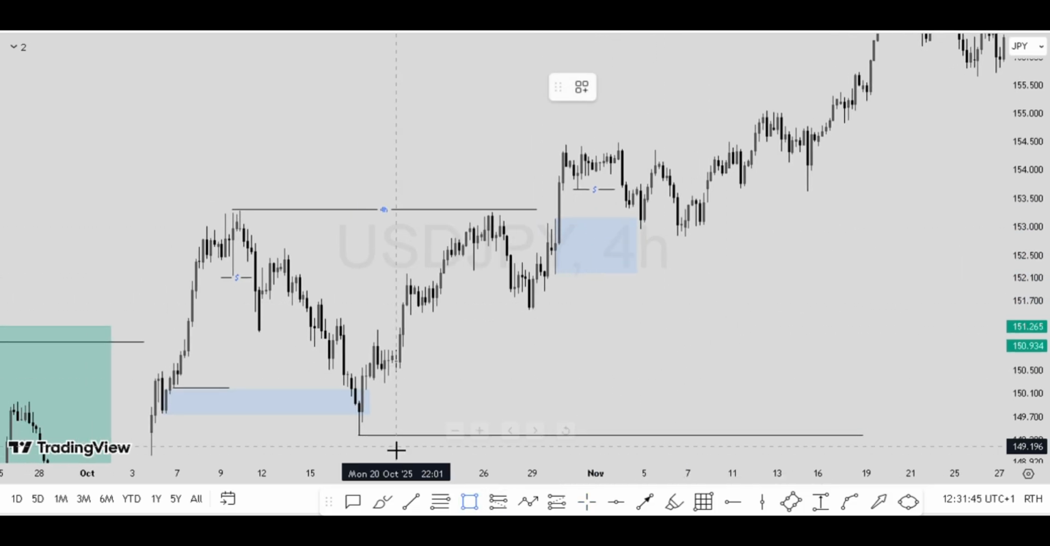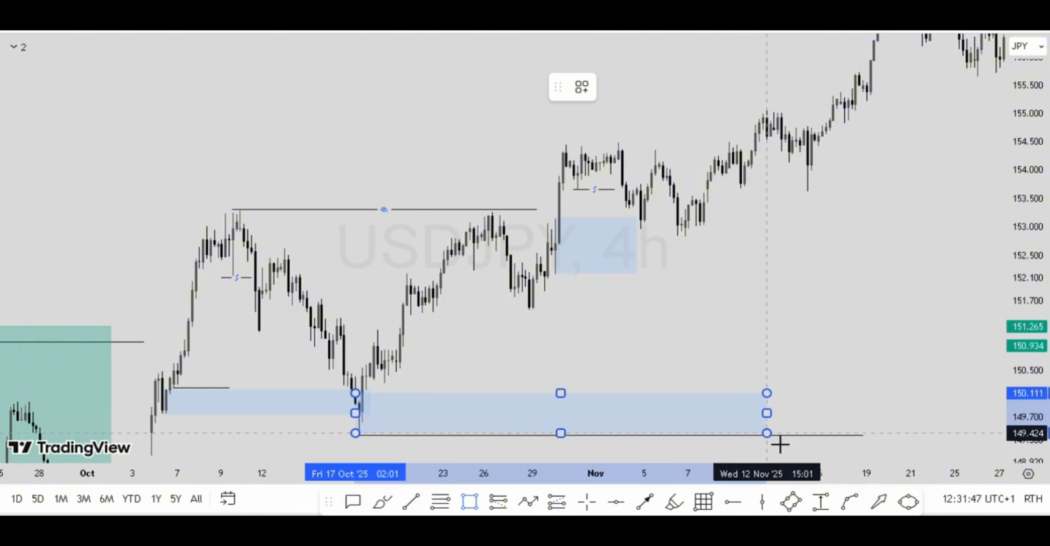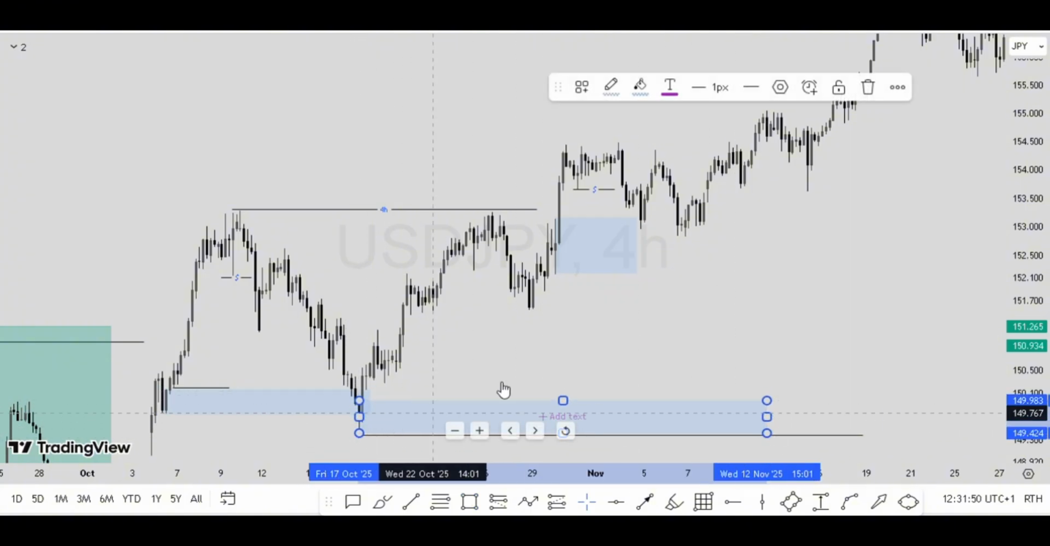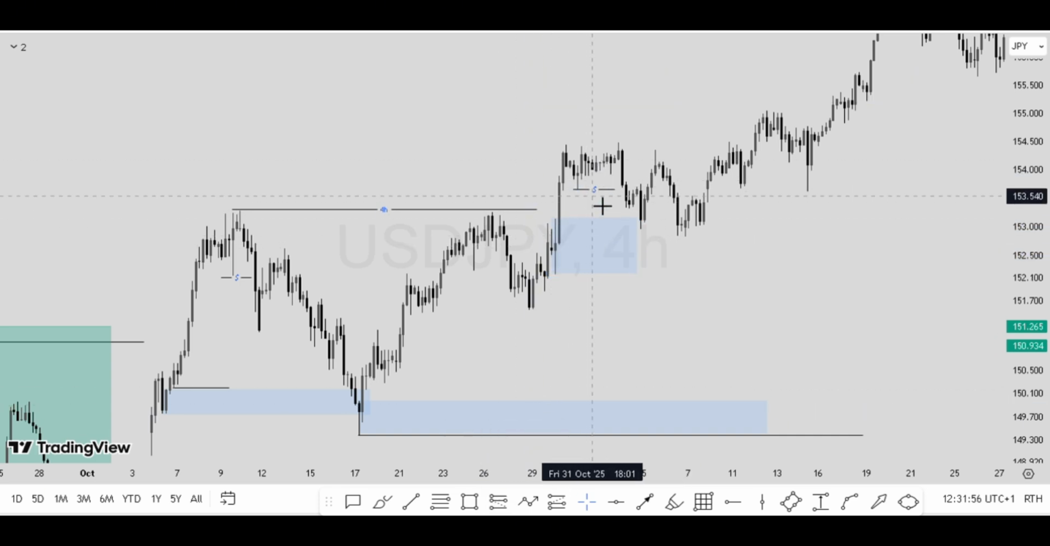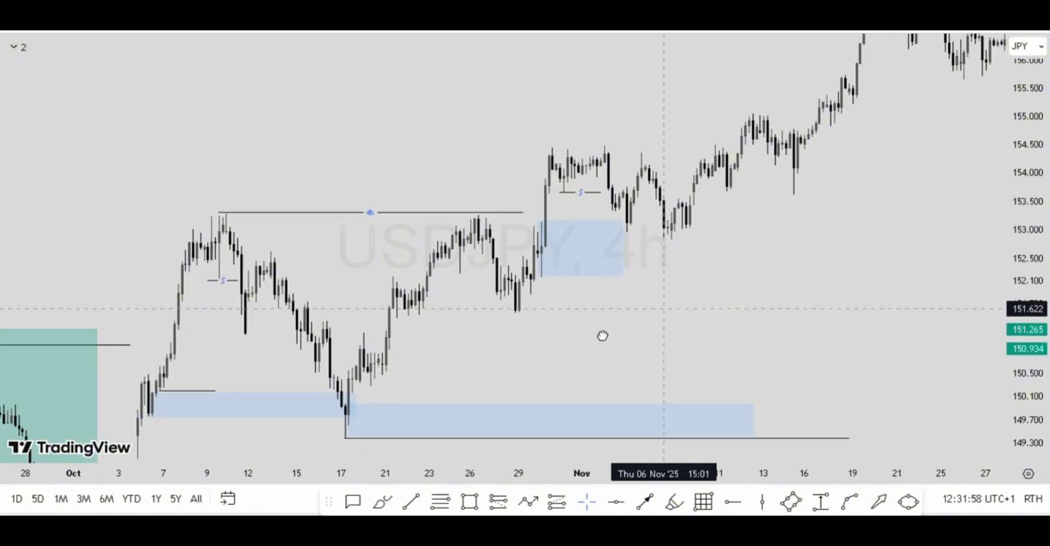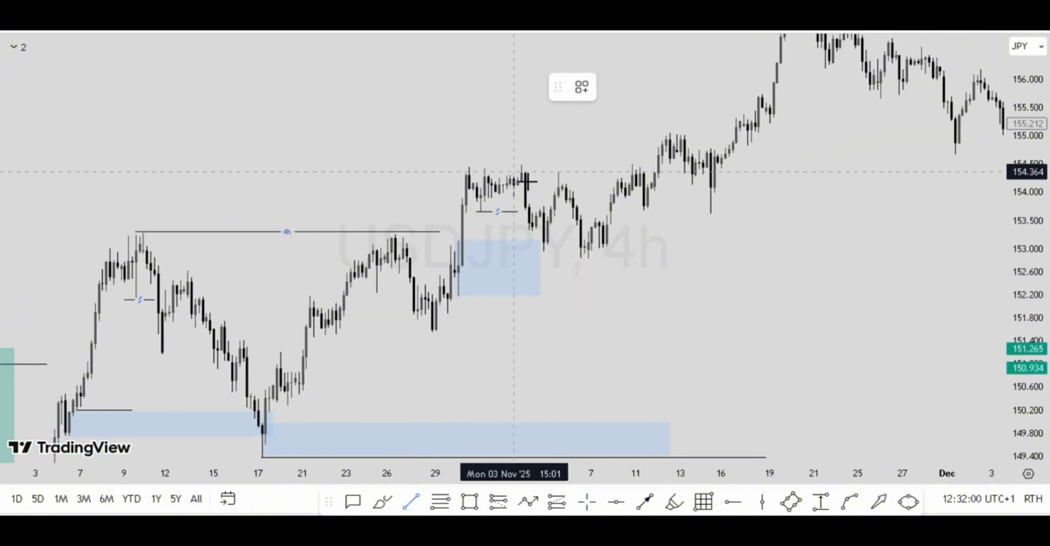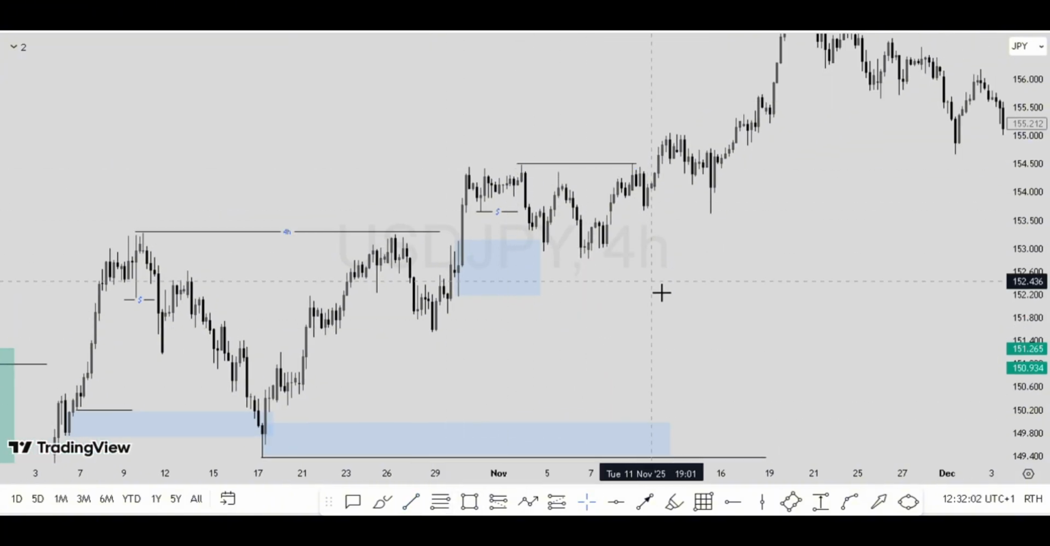So you don't need to be analyzing every day. This is going to be our extreme. Then this is going to be our decisional because it has fair value gap, and this is the other block that rests below our inducement. And you see, market responded to it and broke our structure to the upside.